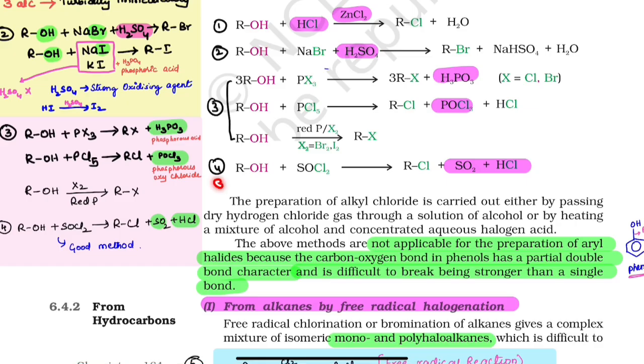So this is one good method. If they ask which is the good method to form haloalkane, this will be one good method. Why? Because these two are gases which are formed, which can be liberated, and we are going to get haloalkane. SO2 is a gas and HCl is also a gas which will go out. So you will get this as the product.